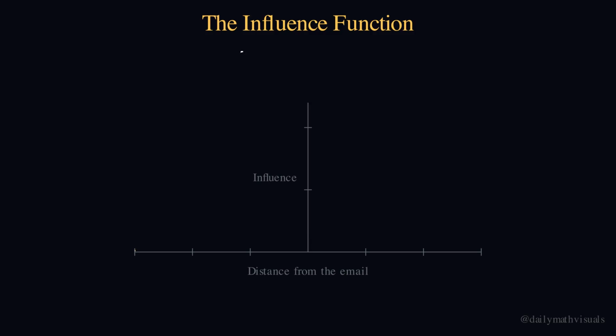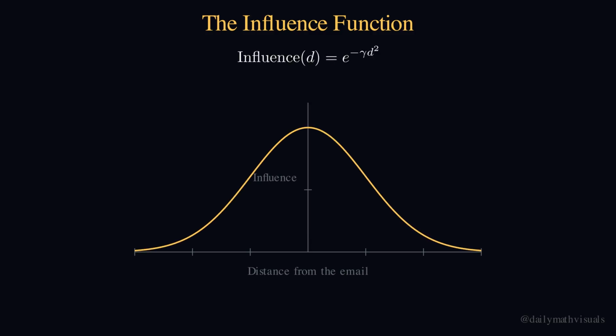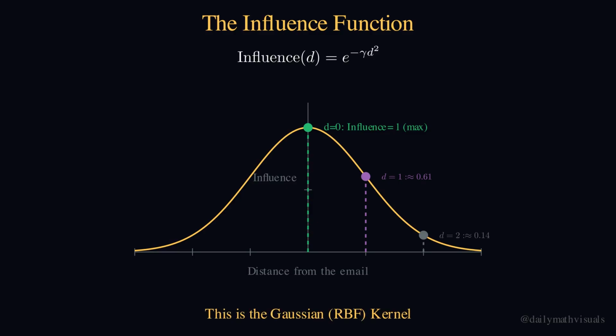The influence follows this formula: e to the power of negative gamma times distance squared. At distance 0, right at the point, the influence is 1, maximum. At distance 1, the influence has dropped to about 0.6. At distance 2, it's down to just 0.14, almost nothing. This beautiful curve is called the Gaussian or RBF kernel. Nearby points have strong influence. Far points have weak influence.